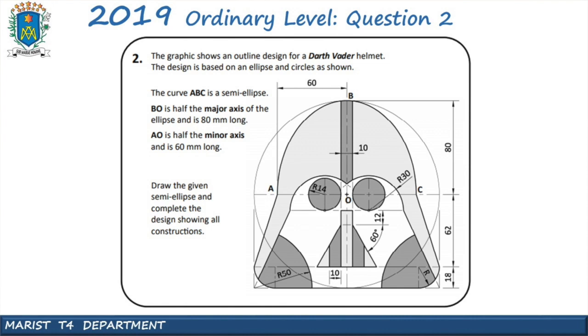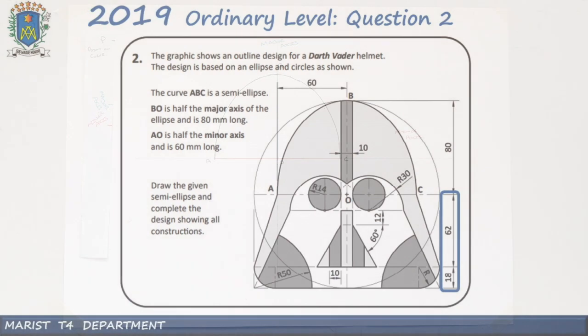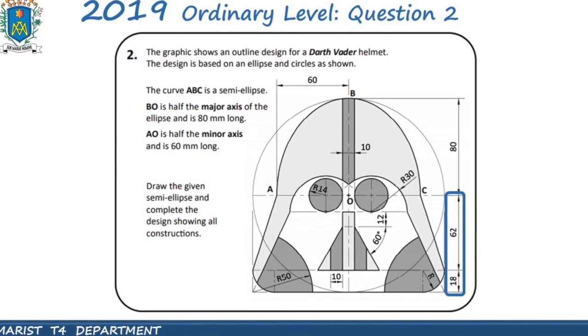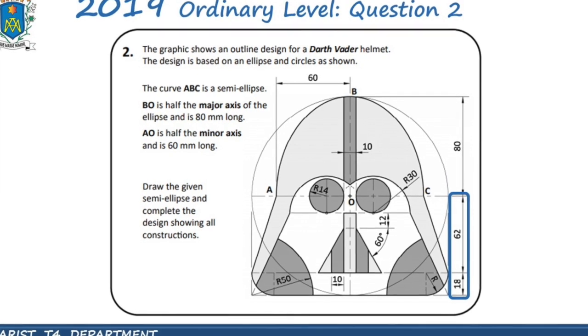Once we've this done, we just have a few other details in the drawing to do. So we're going to move on now to the rest of the outside of this Darth Vader helmet. So again, if we look closely at the question, we can see that there's 2 measurements to the right hand side.